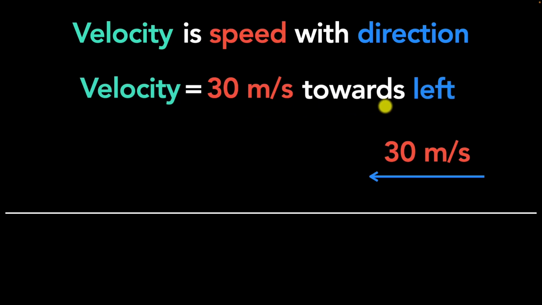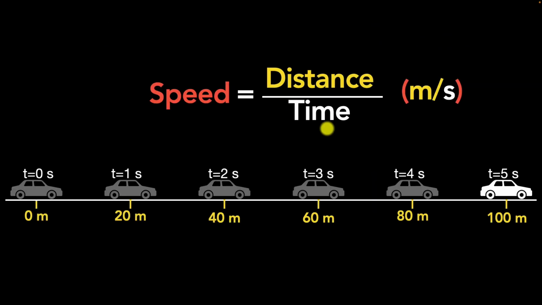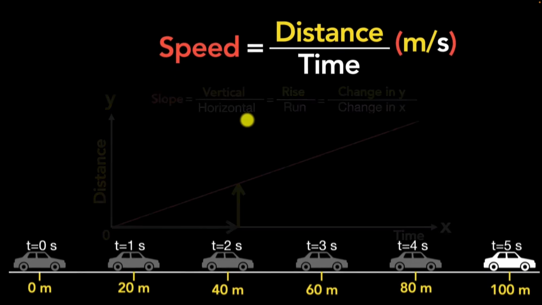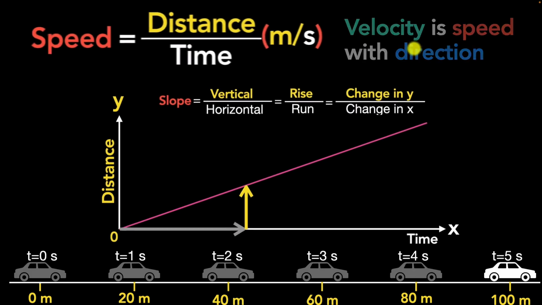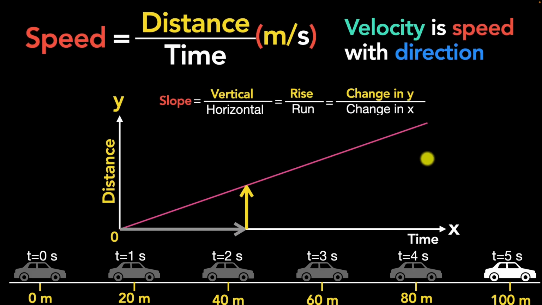And that's it. Okay? So, putting it all together, we define speed as distance divided by time. It has a unit of meters per second. It's a measure of how fast something is moving. And we can draw a distance time graph, and the slope, which is basically the vertical divided by the horizontal, represents the speed on this particular graph. And velocity is just speed with direction.